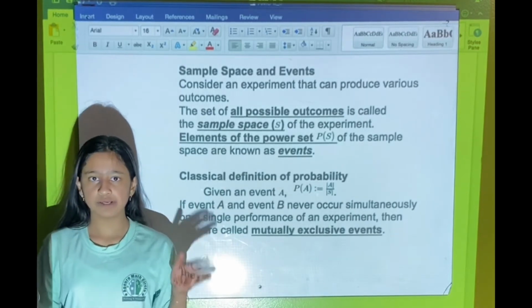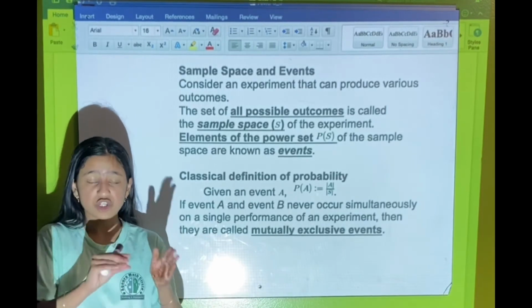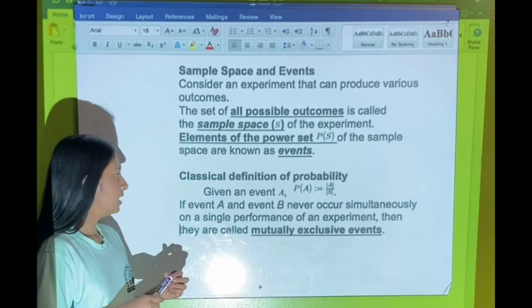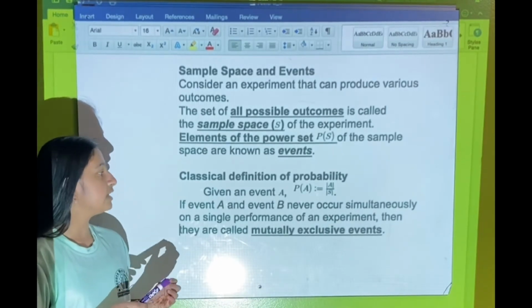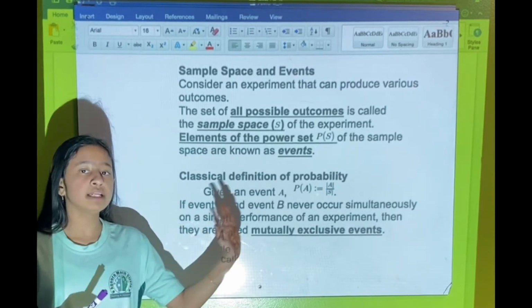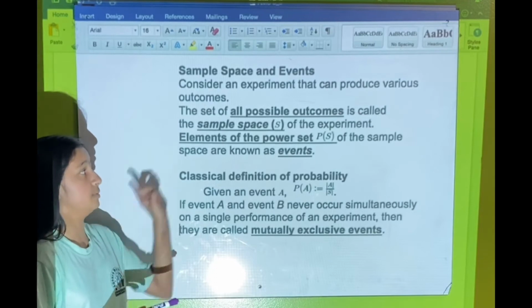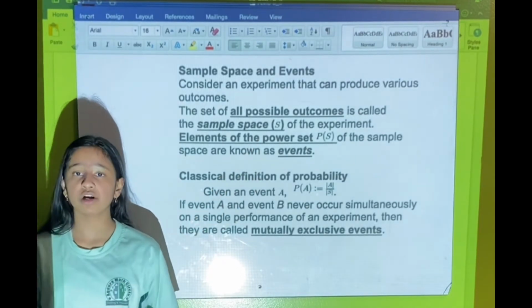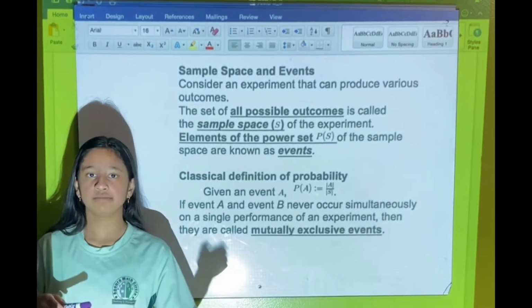So our sample space, our set, is the numbers 1 to 6, of which each are known as elements or events. Now, the classical definition of probability. Given event A, the probability of A is equal to the desired event over all possible outcomes. If events A and B cannot occur simultaneously, they are called mutually exclusive events.